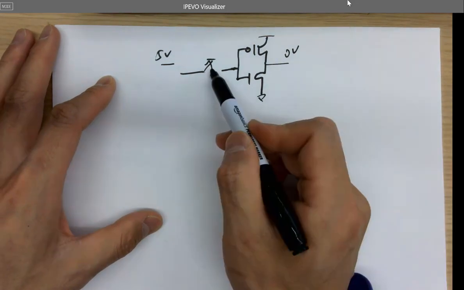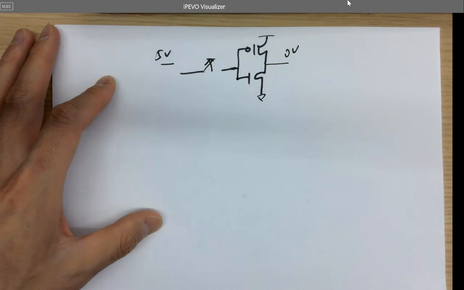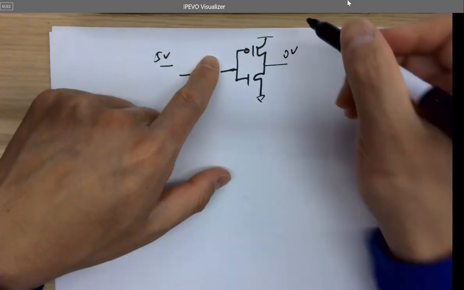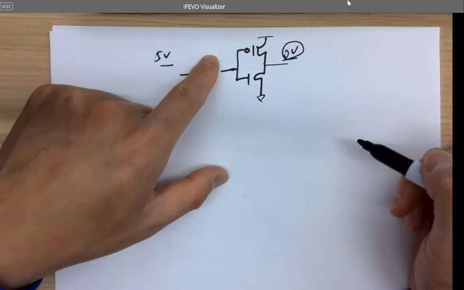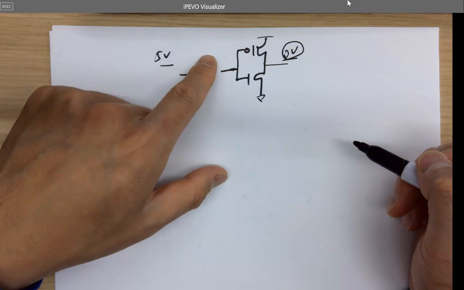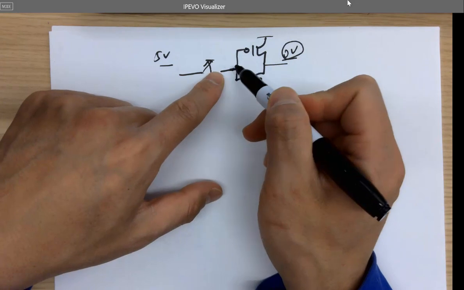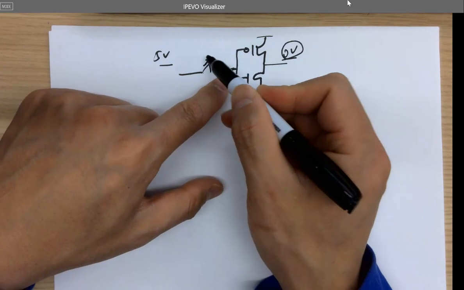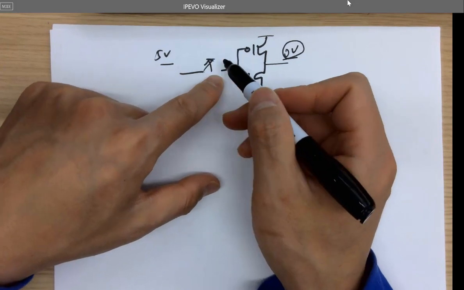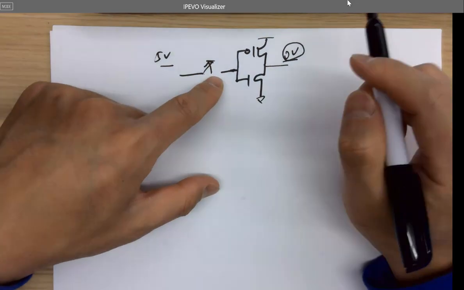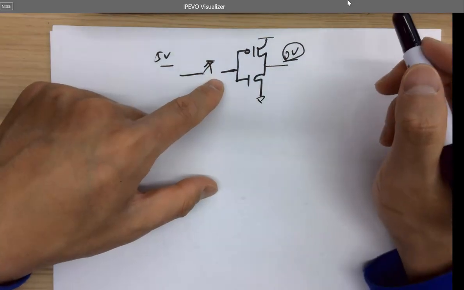So if at a moment you open the switch, what's happening to this 0 volts? You open it. So nothing. Nothing doesn't mean 0 volts. It's a floating wire. It's not a strong ground.